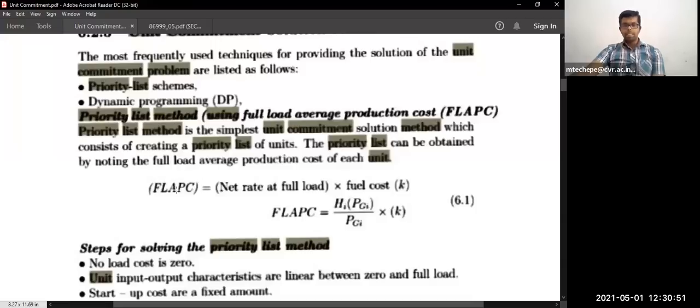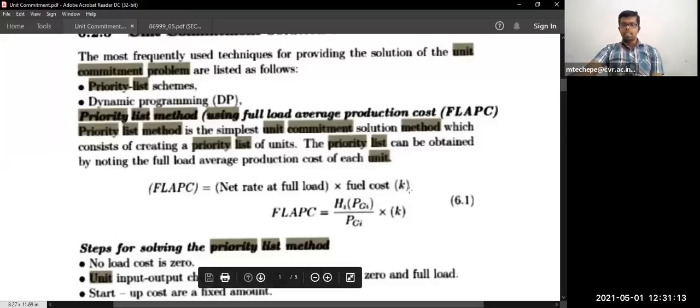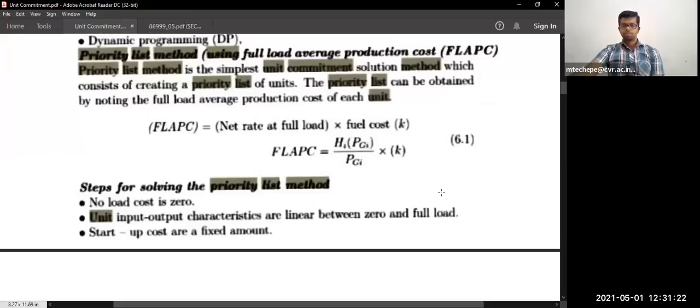That is, FLAPC is nothing but the net heat rate at full load into fuel cost. So net heat rate we know, that is H_i of P_Gi divided by P_Gi, into K, that is the fuel cost. So that's all. FLAPC is nothing but net heat rate characteristics at full load into fuel cost. That is the formula. Net heat rate is nothing but H_i of P_Gi divided by P_Gi.